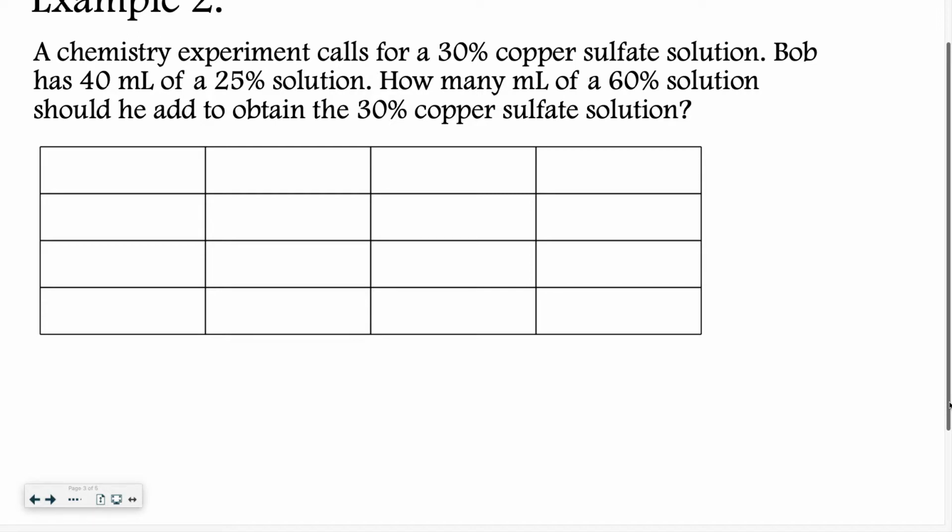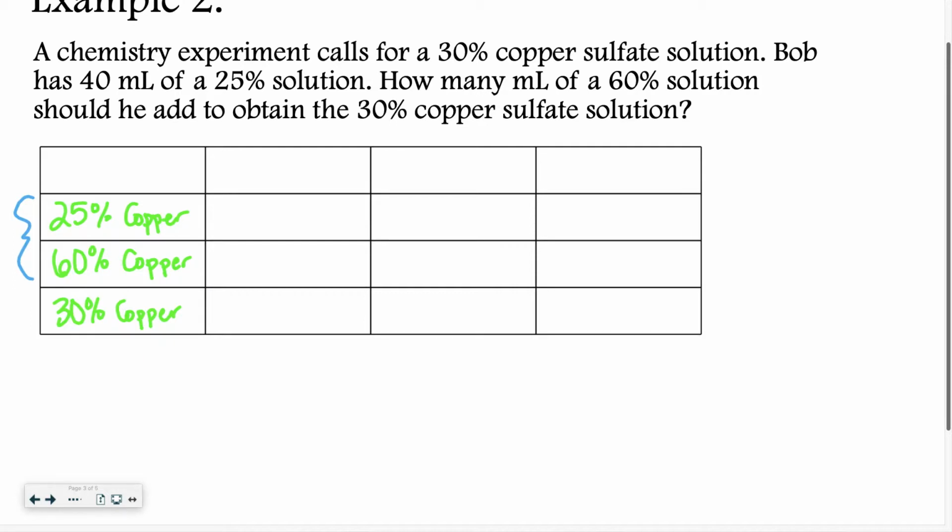Okay, so we have the 25% copper solution. We have the 60% copper solution, but what we want is the 30% copper solution. If you're unsure which one should go on the bottom, or what order to put these in, let me tell you, these top two don't matter what order you put them in. You could put 60 on top and 25 on bottom, or you could write it the way I did.